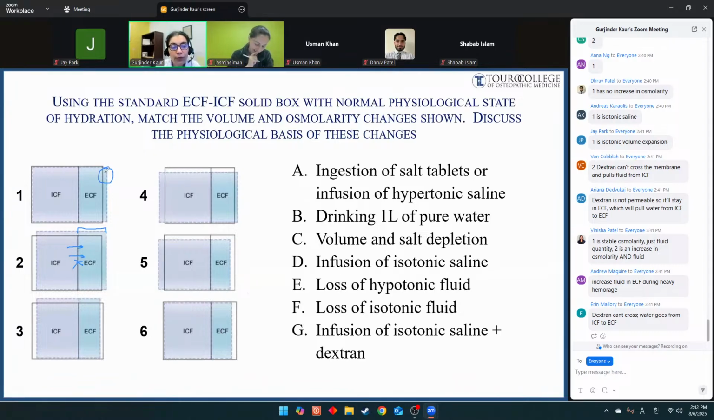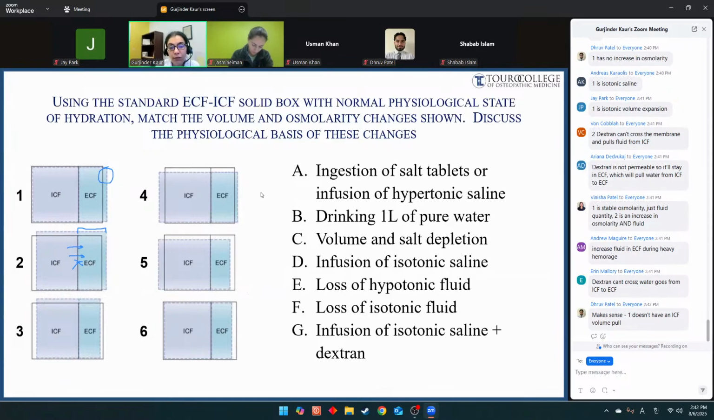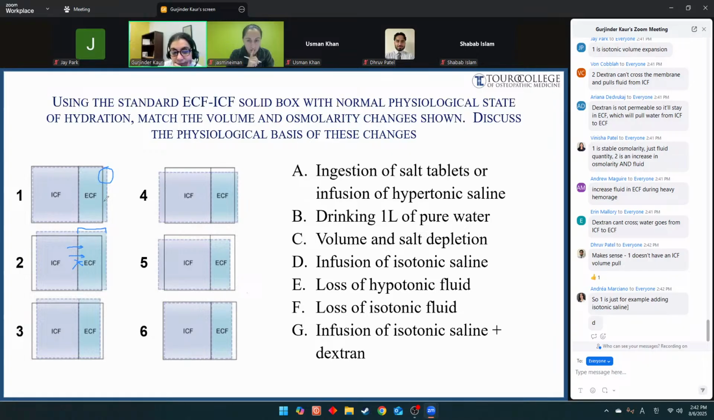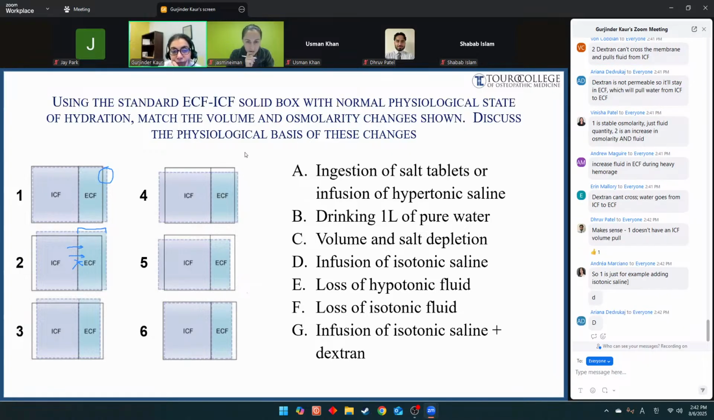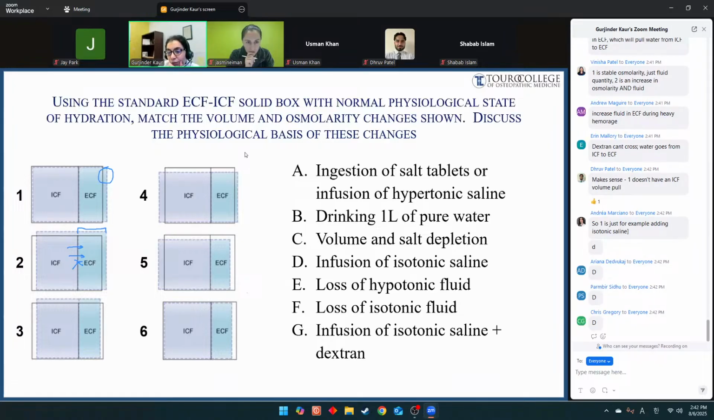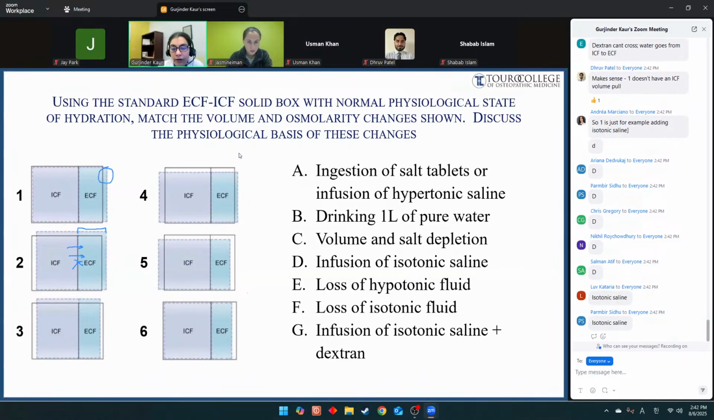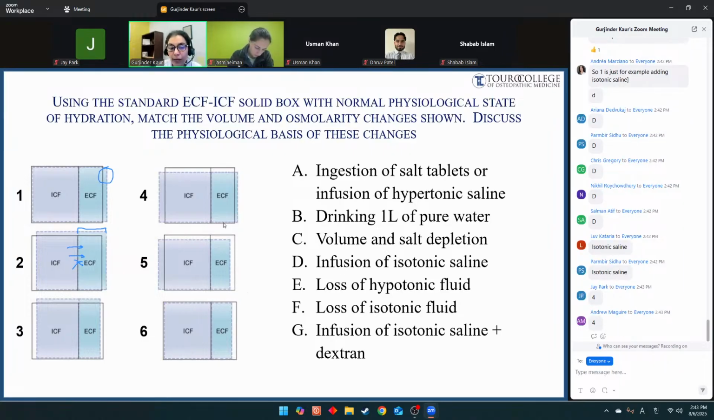1 is just building up more isotonic fluid, right? It doesn't have any osmolarity up here. So this will be matching to which one? First figure is matching to infusion of isotonic saline. Beautiful. D is the right answer. Very nice. Okay, perfect. All right, so next one, drinking 1 liter of pure water. What do you think it will match to?